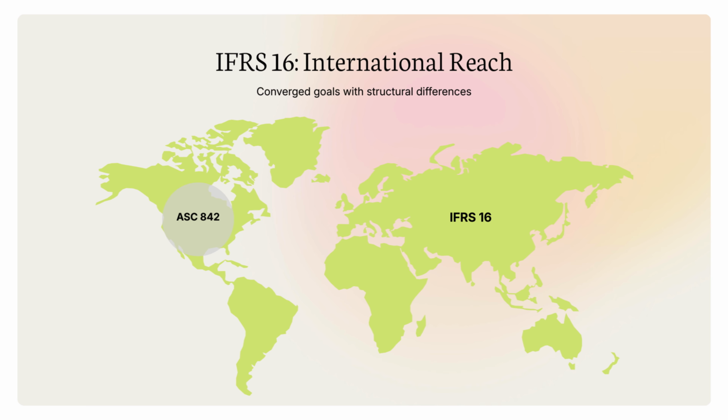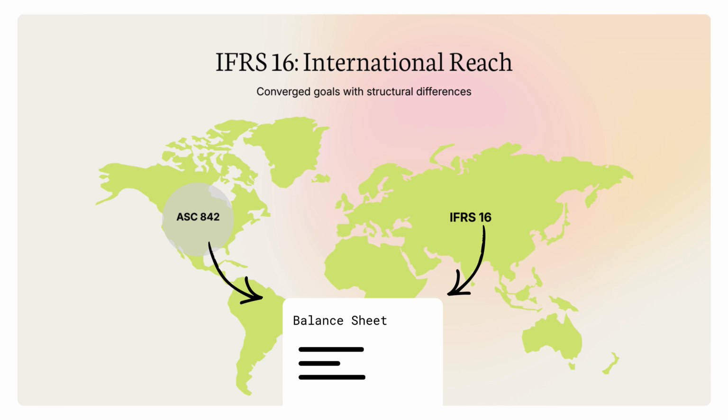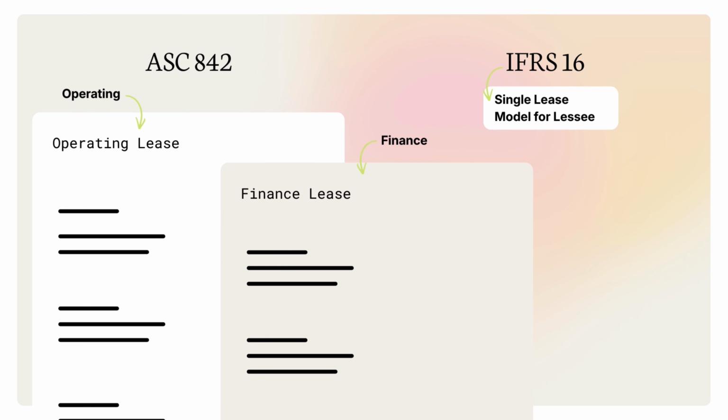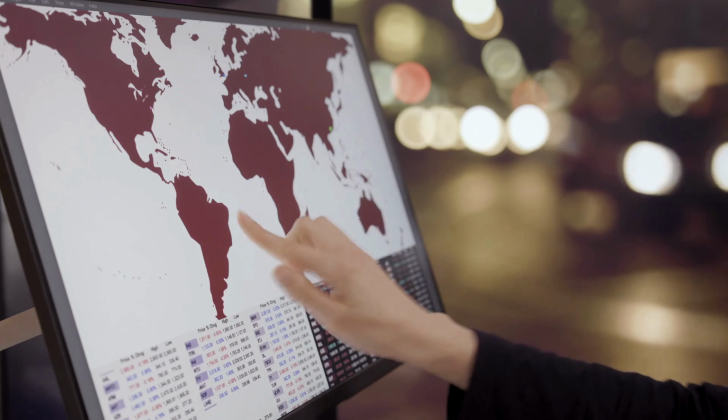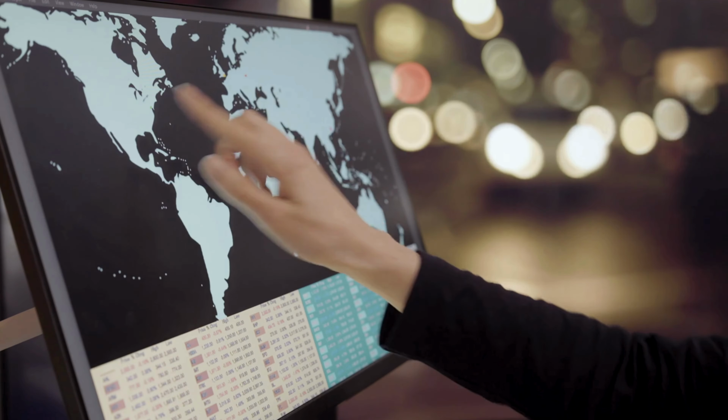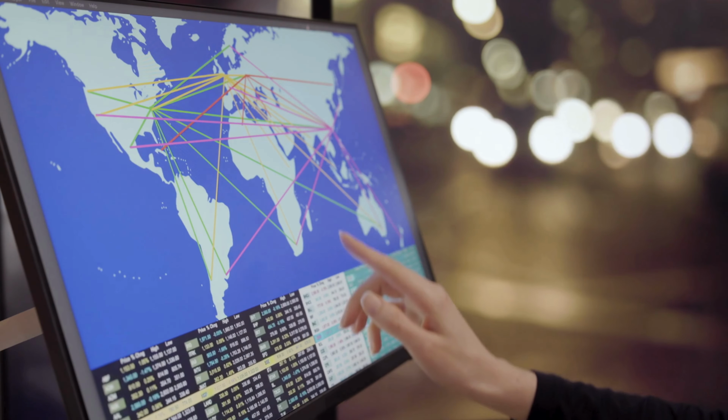IFRS 16 is the international counterpart to ASC 842. While both standards aim to bring leases onto the balance sheet, their structures differ. ASC 842 retains two classifications, operating leases and finance leases, while IFRS 16 uses a single lease model for lessees. For companies with global operations, understanding both standards is essential to ensure consistent reporting and audit alignment across jurisdictions.